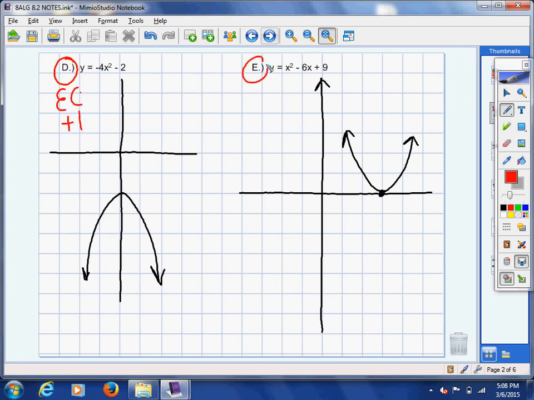Now on the next page, I'm going to leave these for extra credit. I'm going to give +1 for each. And I want you to identify the zero or zeros of these functions. If you have questions, write them down and let's talk about them in class tomorrow.